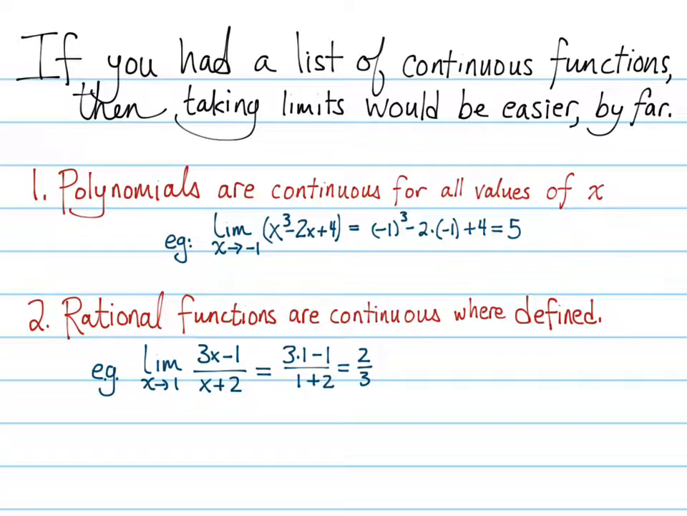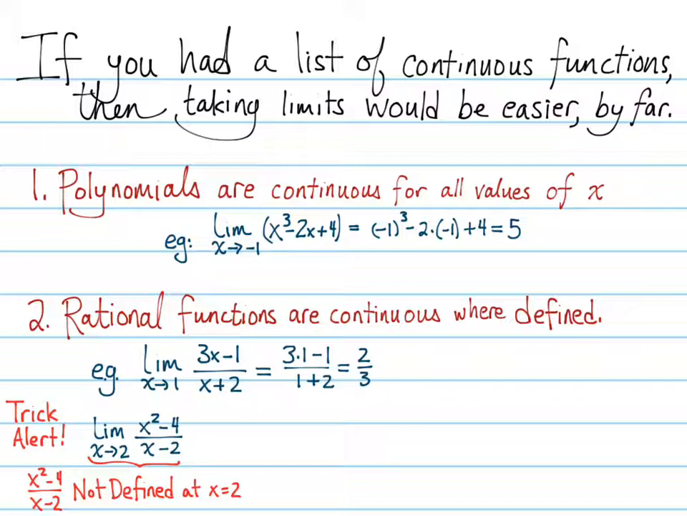Rational functions. Now, rational functions are a fraction that has a polynomial up top and a polynomial down below. And so rational functions are continuous everywhere they're defined. And so an example of a rational function, which is defined at our point, is this (3x minus 1) over (x plus 2). Since we're going to 1, we're not hitting a 0 in the denominator, right? This function only has a problem back at negative 2. And so the limit of (3x minus 1) over (x plus 2) as x goes to 1 is just (3 times 1 minus 1) over (1 plus 2).